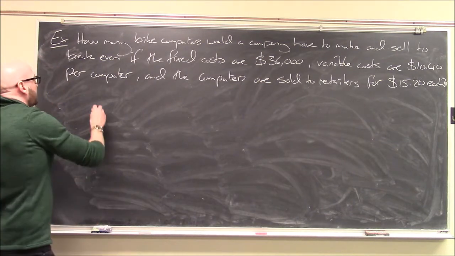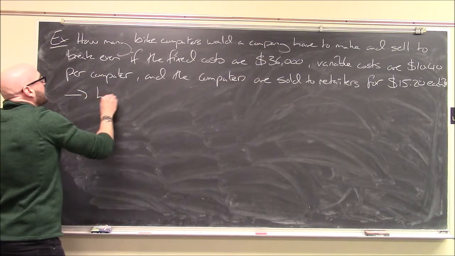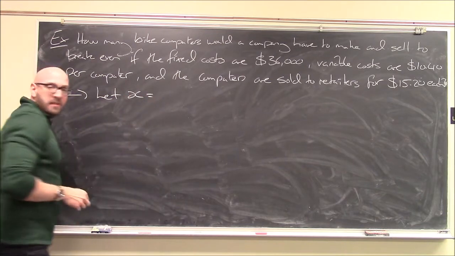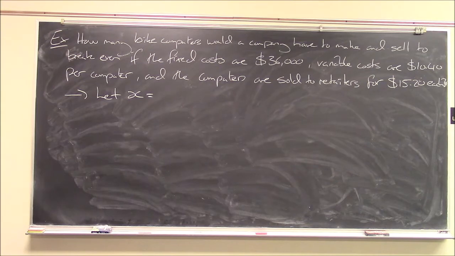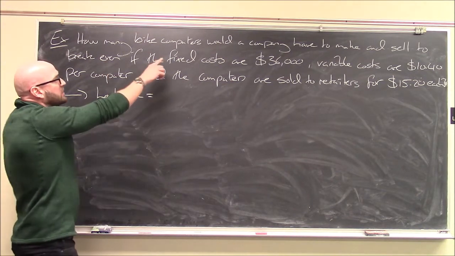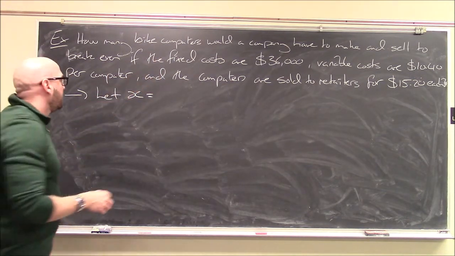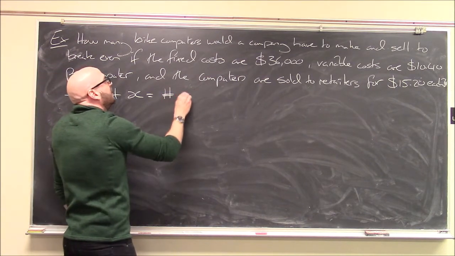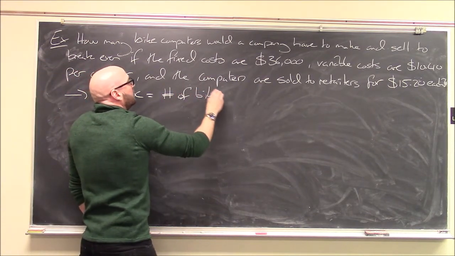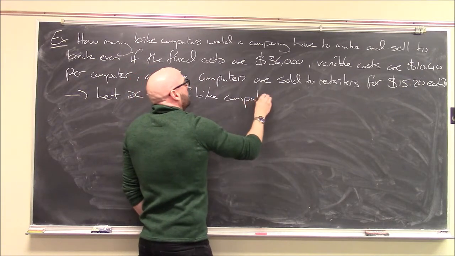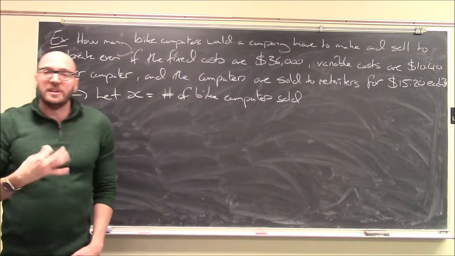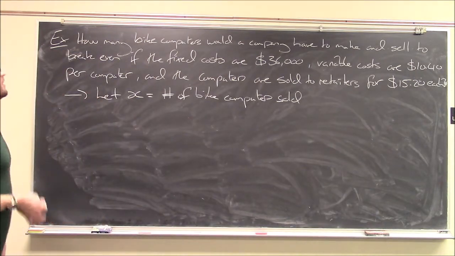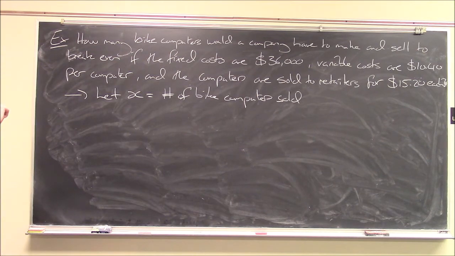So let's let x be the thing we're trying to solve for. What are we trying to figure out here? The question is, how many bike computers do we need to sell to break even? So let x be the number of bike computers sold. It's important to be able to identify what you're looking for, what the unknown is. And the answer is we're looking for the number of bike computers we have to sell. So let x be the number of bike computers sold.